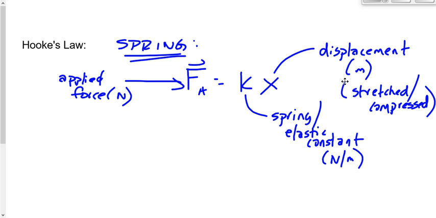Now, there's a subtle difference here in the definition that I gave you and the equation that I just gave you. Remember I said the definition for simple harmonic motion is motion in which the restoring force is proportional to the displacement. Here we're talking about the applied force. This is how hard I'm pulling on the spring, not how hard it's pulling back.